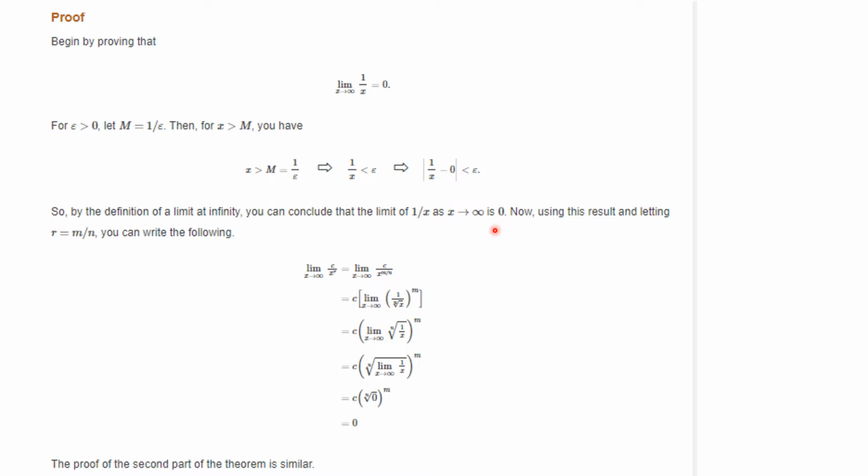Now using this result and letting r equal m over n, what we can do is, first of all, pull the c out, and we can use the continuity of the function. This one goes to 0, and so that whole thing is also equal to 0. And the proof of the second part of the theorem would be similar. For the most part, you're not going to be proving this theorem, you're going to be using it.